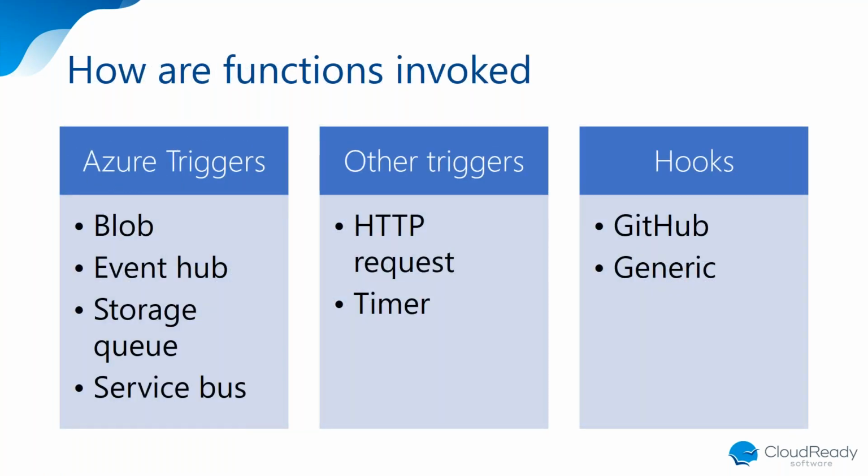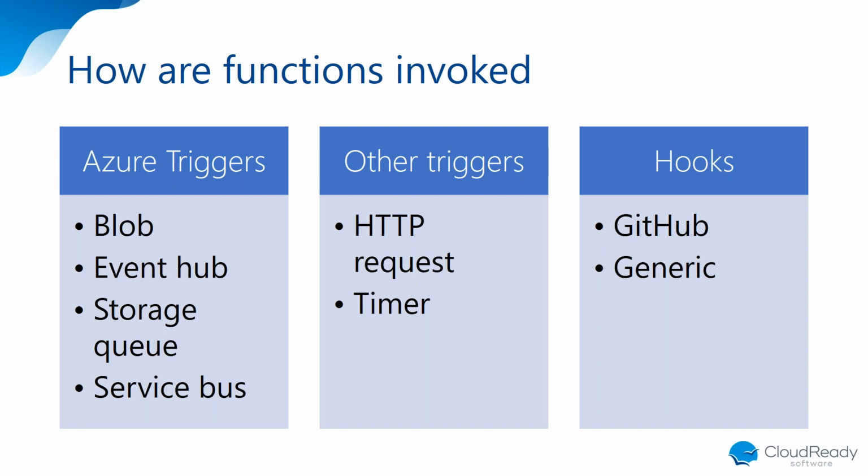Let's take a look at how we can invoke Azure Functions. I have grouped them in three groups of triggers. If you're following the Azure documentation, it may be grouped differently or just list all of them in one group. I would like to call them these three different names. So first is Azure Triggers. Azure Triggers are events that happen inside of the Azure infrastructure, such as blob triggers or event hub triggers or storage queue triggers or service bus triggers.